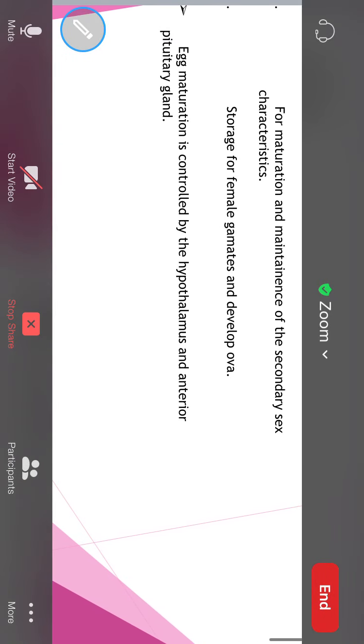What is the function of the ovary? It is required for the maturation and the maintenance of the secondary sex characters. All the female sex characters or structures, development of the mammary gland, development of the pubic hair on the genitals, and starting of the menstruation, all are managed by our ovaries. It is the storage house for female gametes and developed ova.